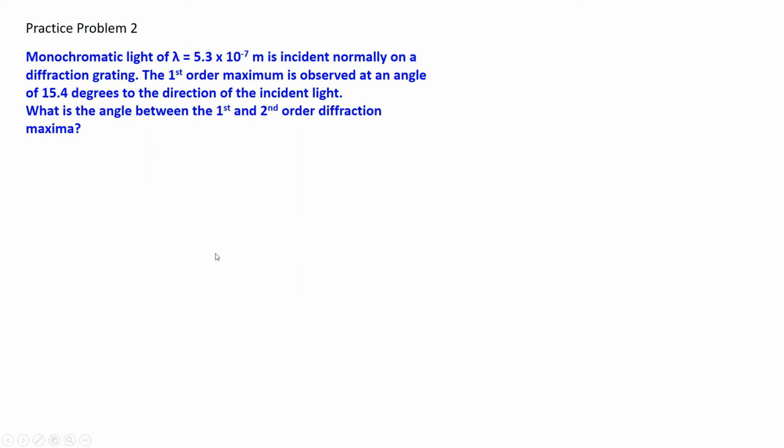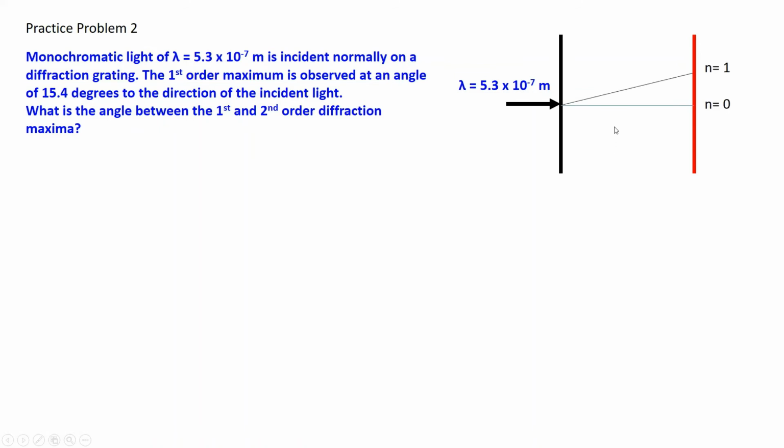Practice problem 2. A monochromatic light of wavelength 5.3 times 10 to the negative 7 meters is incident normally on a diffraction grating. The first order is observed at an angle of 15.4 degrees. The first order is the angle that it makes with the zero order or the horizontal line. And now it's asking to find the angle of the second order, so this angle right here, from this to the zero order, and find the difference between both angles.